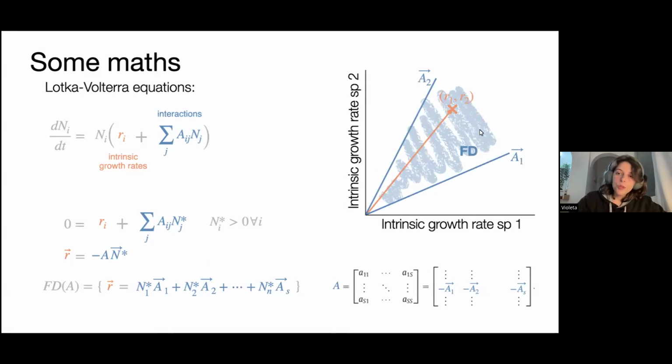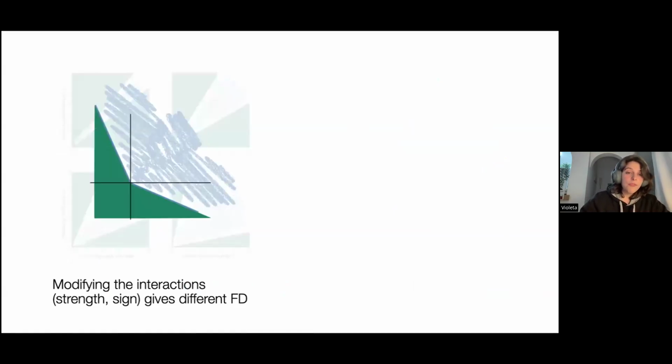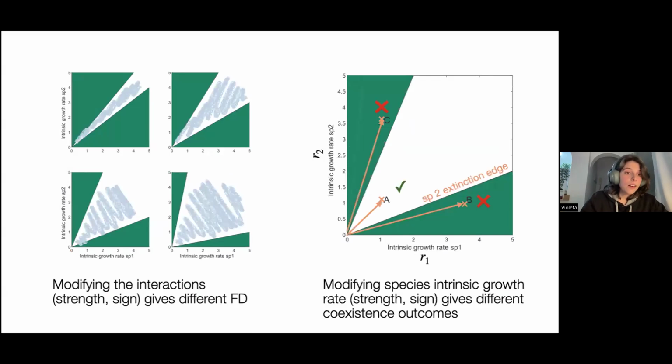So we are interested in this region in which we can decompose our vector R as a linear combination of these vectors only with positive values. That's called, in math, a convex hull. And the cool thing is that if the interactions vary, the shape and the size of this region can vary. In fact, if the interactions are not only competitive, but also include facilitation, you can go outside this first quadrant. And then if the R varies, it can go from inside to outside these regions of coexistence.